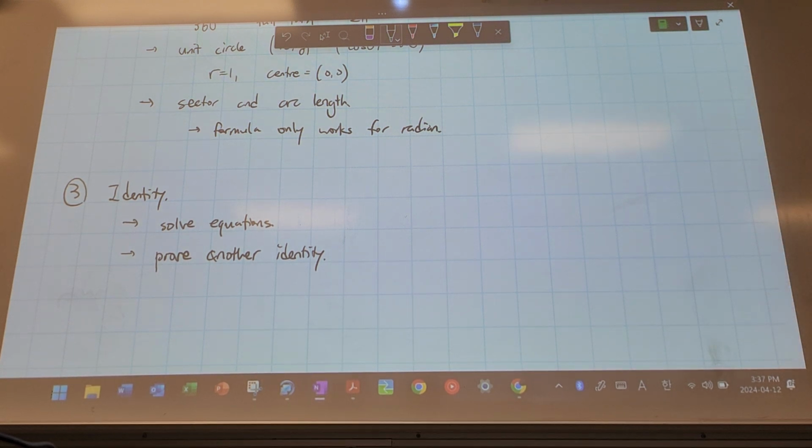When we prove stuff, should we write the identity itself down as another step as well to show that we are using this identity to move to the next step, or should we just continue with it? I think it's not a bad idea to annotate. If you use a double angle identity, just say, oh hey, double angle identity here.